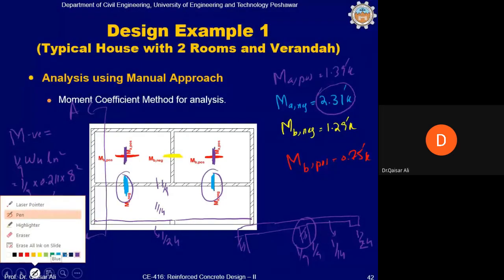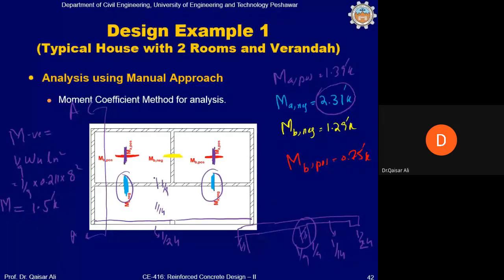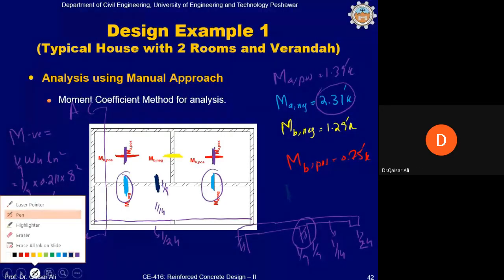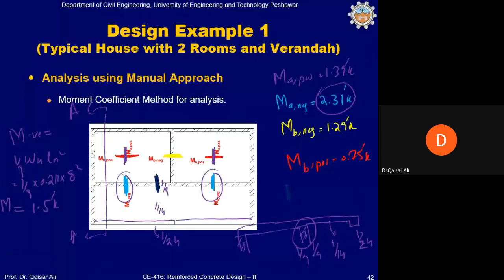ओके. This color is showing the moment coming at the same support from one way slab analysis. And what was the value? Sorry, ये कलर 1.5. ये कलर मैं चेंज कर देता हूँ. Yeah, this will be not visible on the slide. Okay, this color is showing the negative moment coming from one way slab analysis at the same support. How much was that? 1.5 foot kip.